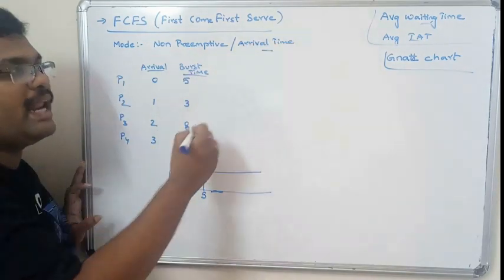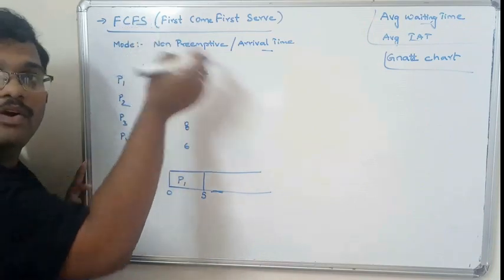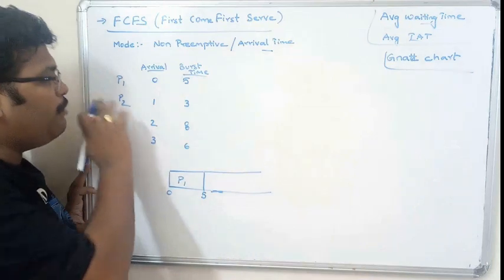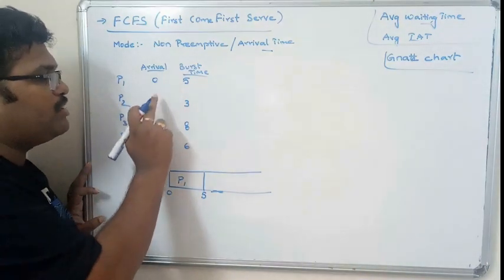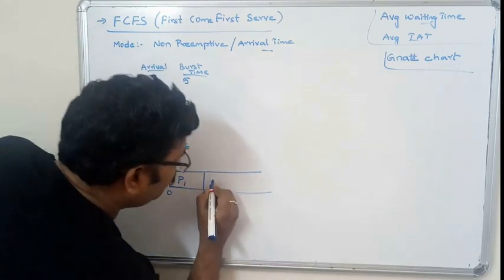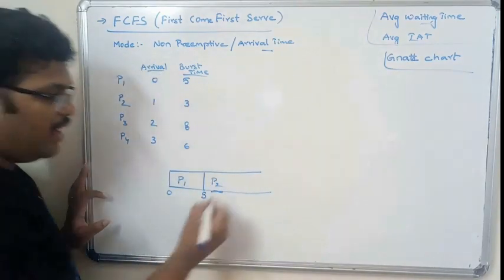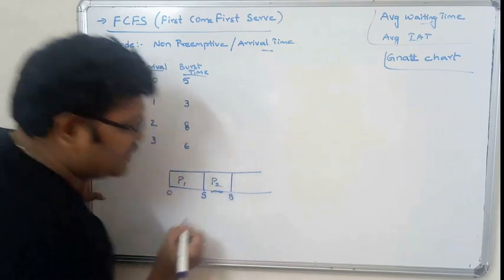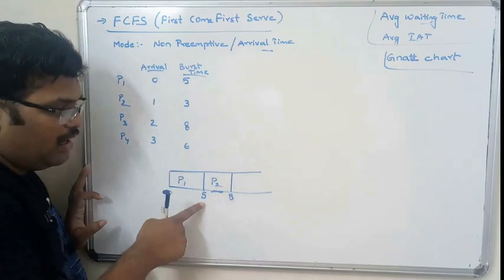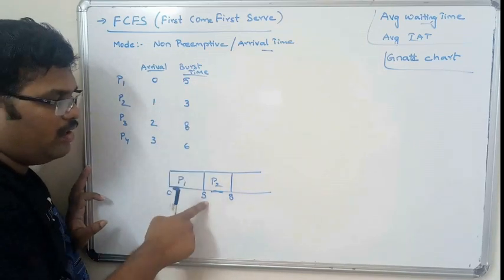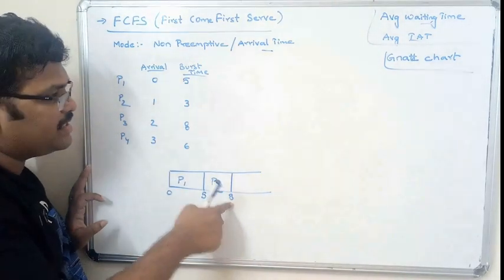So based upon the arrival time, that means first come first serve. Which comes first into the ready queue, that process should be allocated to the CPU. So among these, arrival time is 1. So P2 comes after P1, right? So P2 will be given to the CPU and it takes 3 milliseconds to complete its execution. So P2 starts from 5 and it requires 3, so it completes at 8 milliseconds.